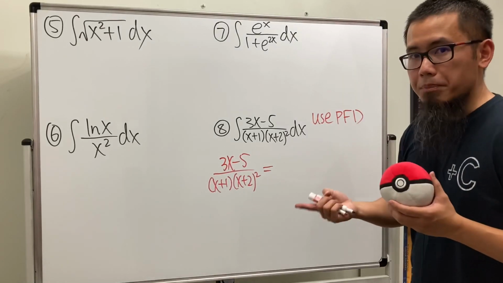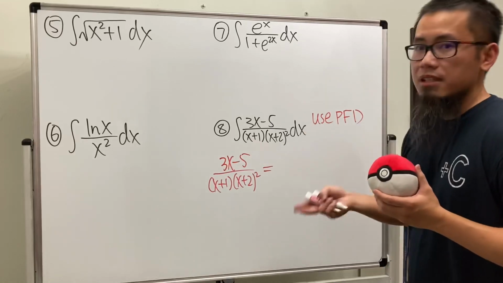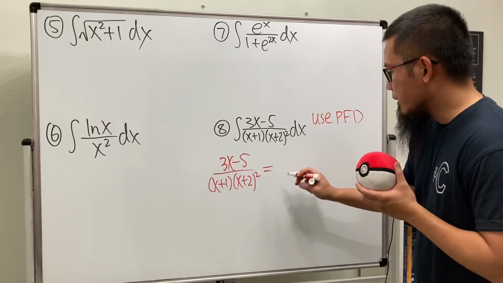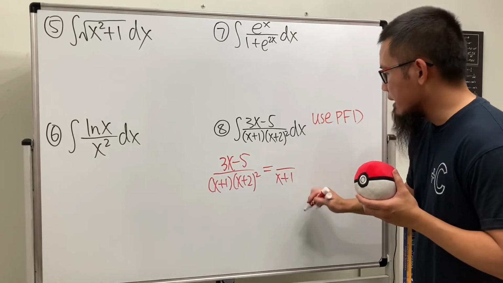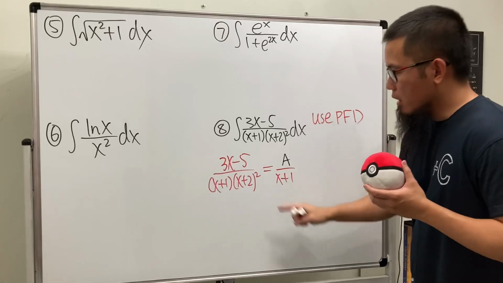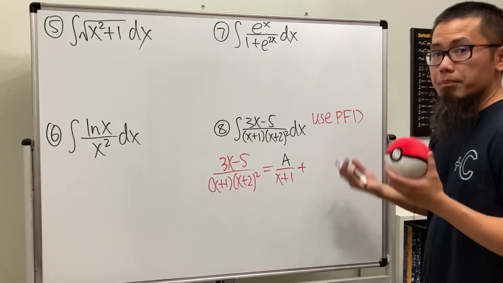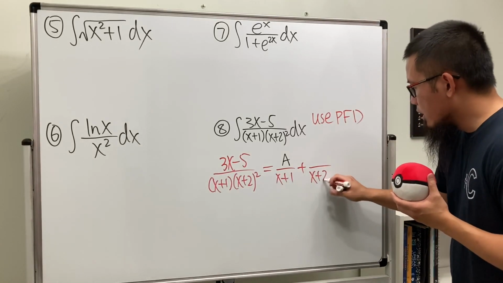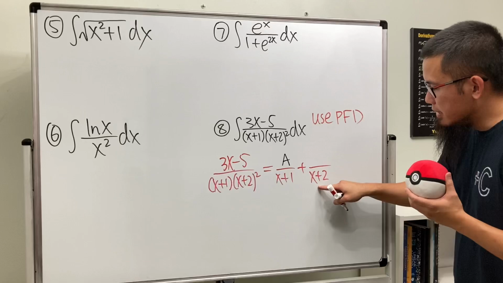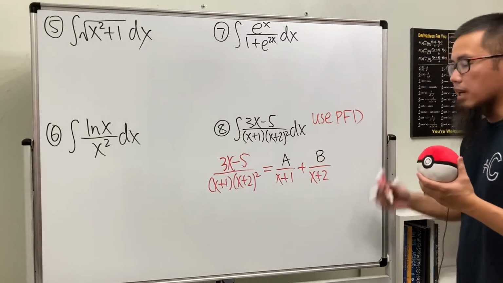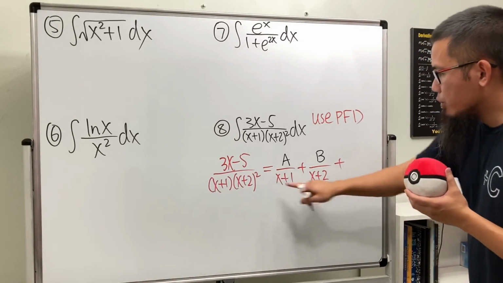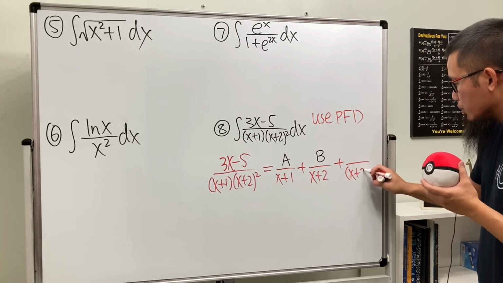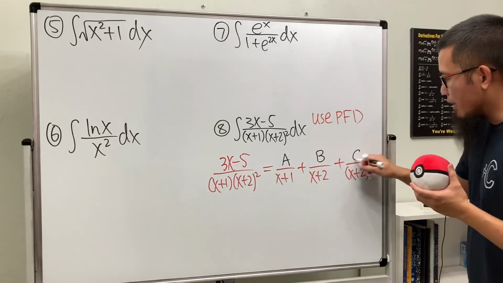So we have to build out the power, right? And then the top stays the same. Well, we will take care of this first. This is just linear, and we'll just have x plus 1 on the bottom with a constant on the top. For the next one, we will have to build out the power, so we are going to start with x plus 2 to the first power, and because this is linear on the bottom, again, it's just a constant on the top. And then we are going to go up to the second power.